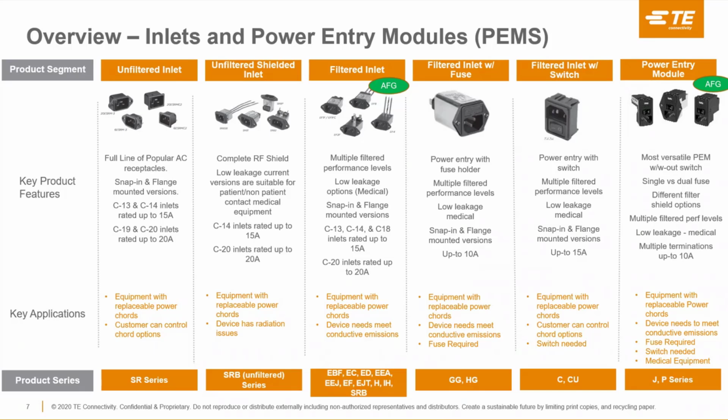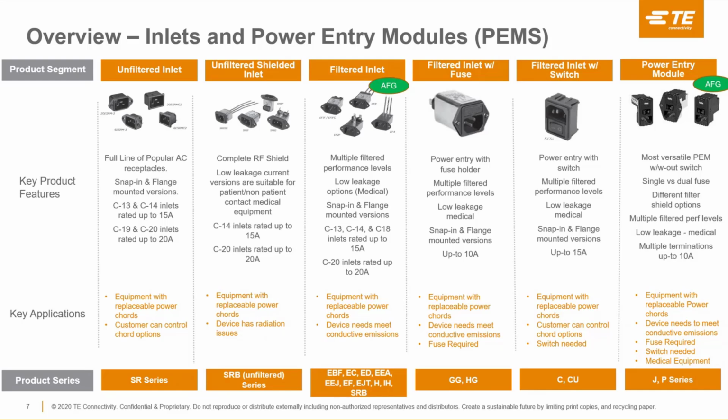And then we have filtered inlets with fuses and with switches. So again, power entries with switch, multiple performance levels, low leakage, snap-in flange mount, up to 15 amps, and then same thing, just equipment with replaceable power cords, and then if a switch is needed.